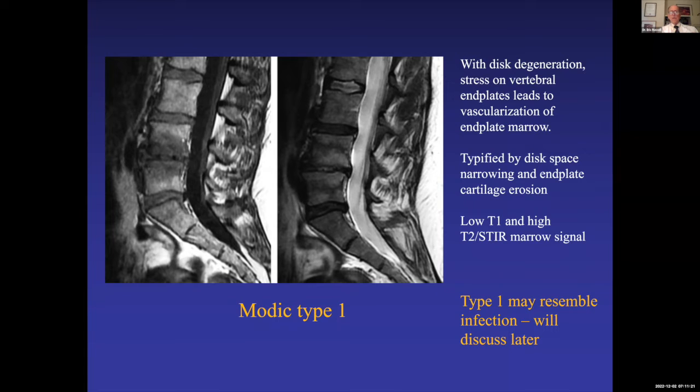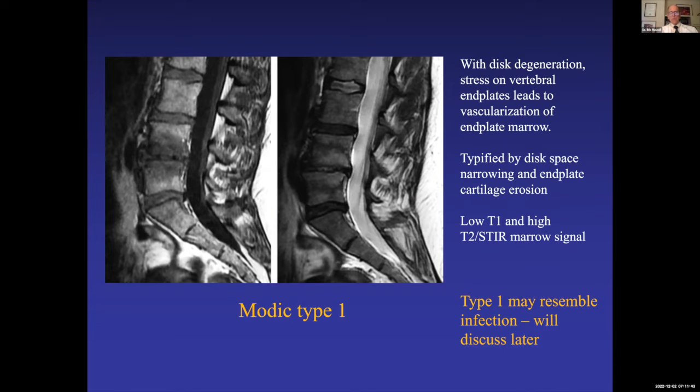This is Modic type 1, representing vascularization of the end plate marrow and changes in the marrow itself. And the importance of this pattern, and we'll talk a little bit later about infection as a mimic for degenerative disease. It's at this point where you have marrow edema and low T1 where infection might be a consideration depending on the clinical circumstances.